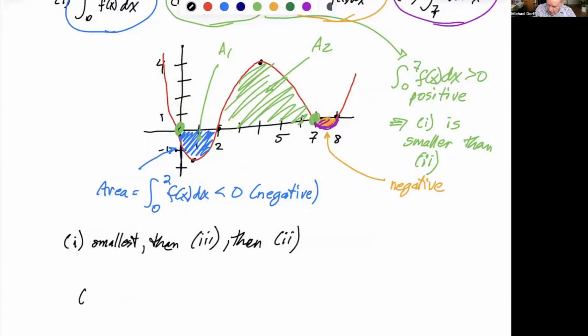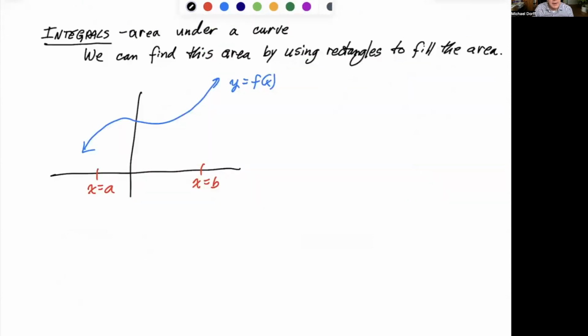All right, so what do I have? I have 1 as the smallest because it's the most negative area. It's the one represented by the blue. Then I have 4. It is also negative. It's the purple and gold there by itself. It's negative, but not as much negative area as the blue. Then I have 3, because that's a positive total area, but it's not as large as number 2. So that's my answer.